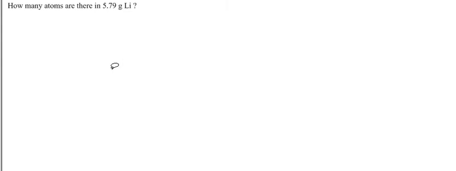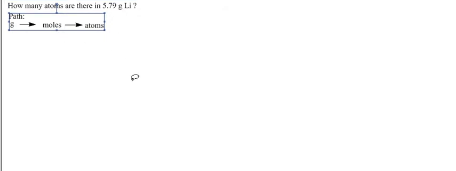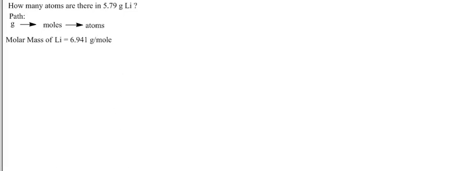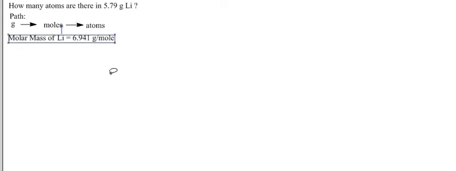So, for instance, I want to look first at the problem: how many atoms are there in 5.79 grams of lithium? Well, the path that we're going to take for this is to go from grams, which we're given, and we have to convert that to moles, and then from moles we're going to go to atoms. And critical to accomplishing this is looking at the periodic table, where we see that the molar mass of lithium is 6.941 grams per mole.